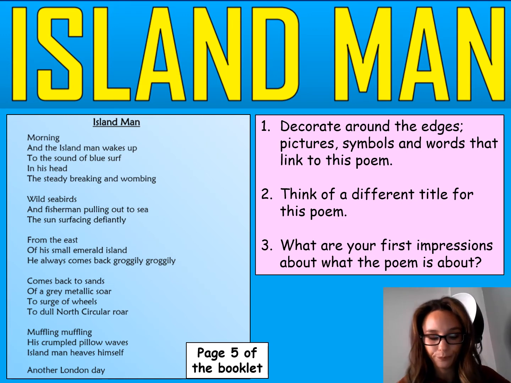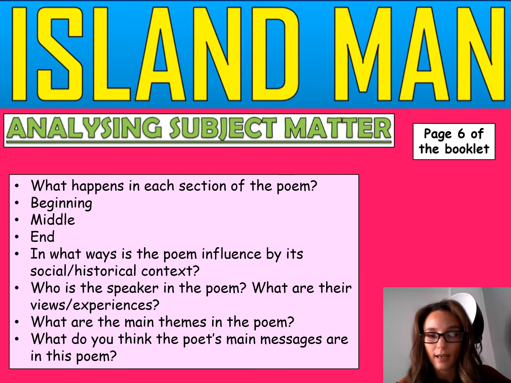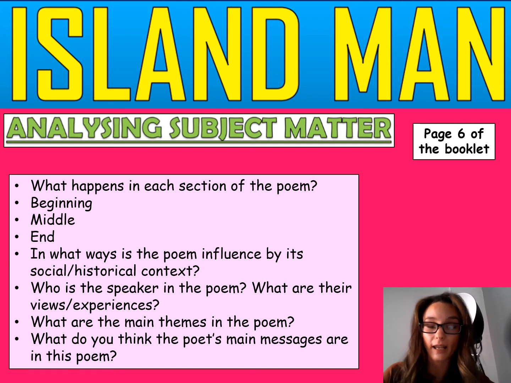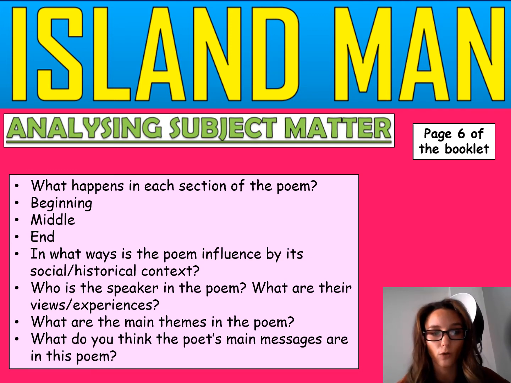Okay, so when you've done that, we need to start thinking in a little bit more detail about the subject matter of the poem. This is linked to page 6 of your booklet around Island Man. You can see that in your booklet, and I've got the same thing on the slide here. You've got a range of different parts that you need to look at when we're analysing the subject matter. So you need to consider what happens in each section of the poem: what happens at the beginning, what happens in the middle, and what happens at the end.